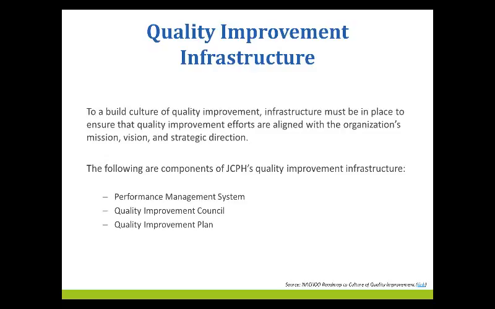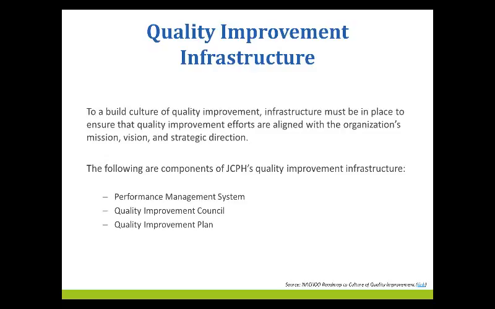JCPH convened a Quality Improvement Council to oversee these processes internally. The Quality Improvement Council provides ongoing leadership and oversight to continuous quality improvement activities. The Quality Improvement Council consists of 14 cross-sectional representatives from executive management, leadership, and general staff. The Quality Improvement Council will always have at least one member from each division.